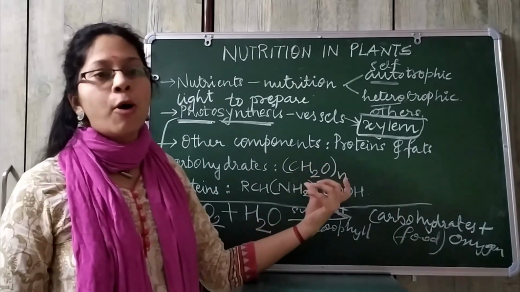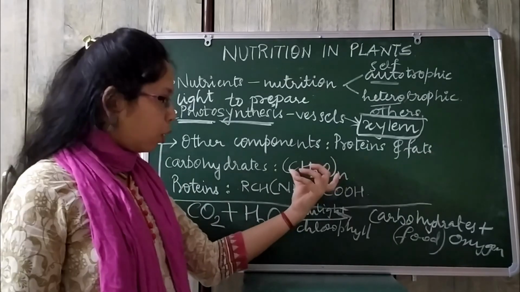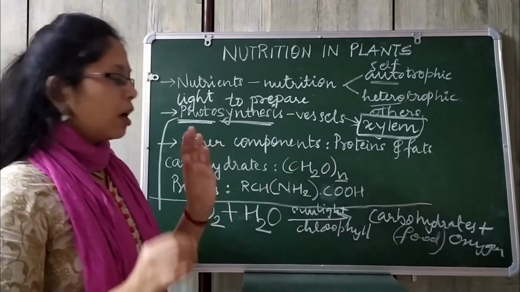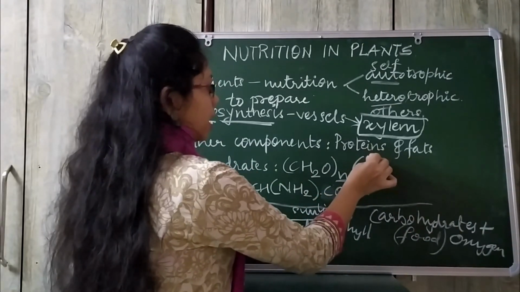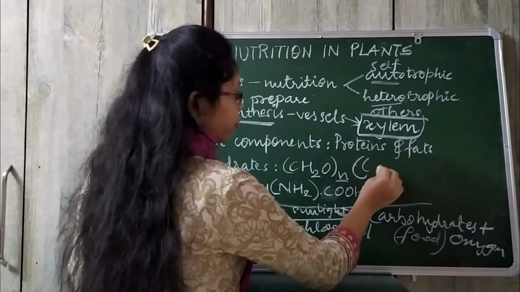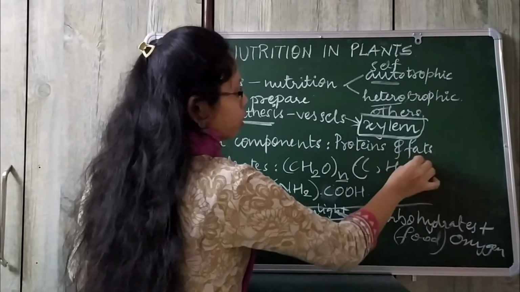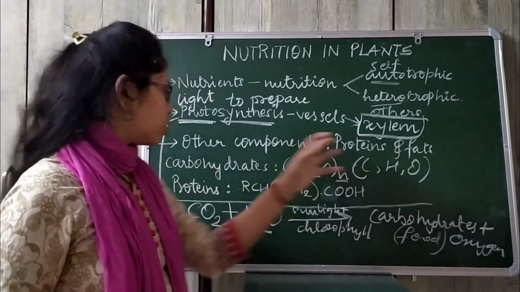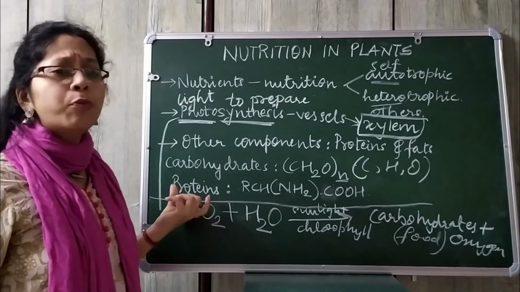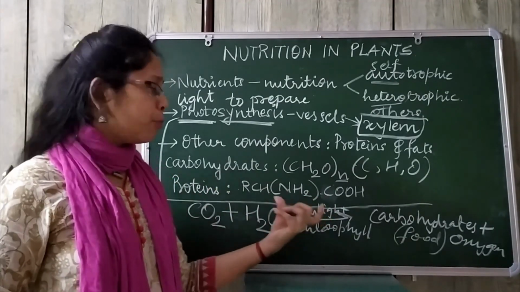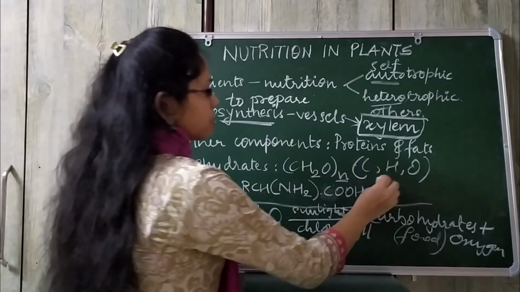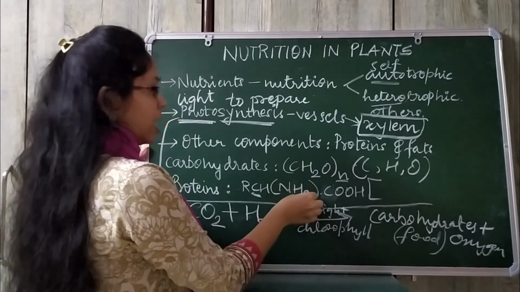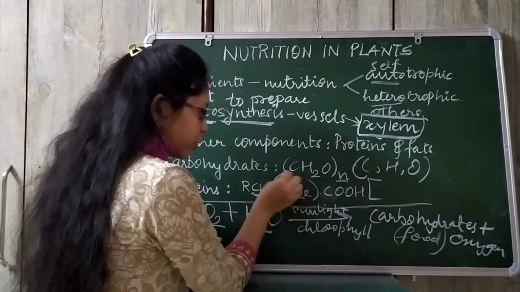See, carbohydrates' formula is CH2O, and outside the bracket we get n over here. n is the number of carbons. You don't need to worry. Just keep in mind that carbohydrates are made up of carbon, hydrogen and oxygen. Right? C, H and O. Carbon, hydrogen and oxygen make up carbohydrates. But what about proteins? This is the general formula for proteins. Don't look over here. Just keep in mind that proteins will have carbon, it will have hydrogen, it will have oxygen, and even it will have nitrogen.